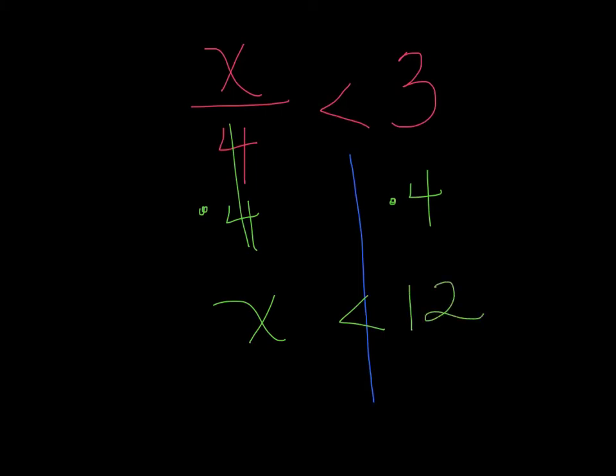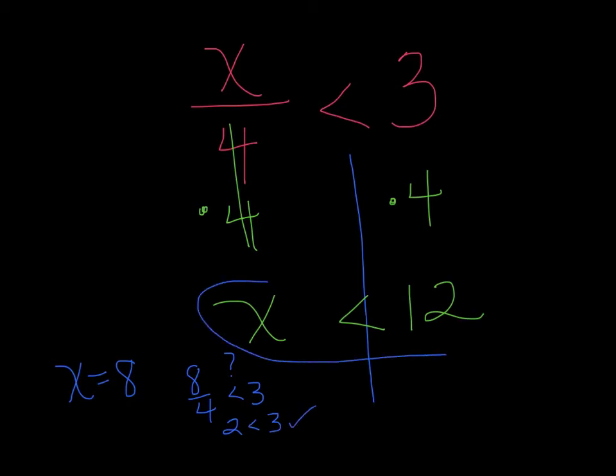So let's go ahead and pick a number that is less than 12. Let's have x equal to 8. And again, we're taking this 8 and putting it into this x. So 8 divided by 4, is it less than 3? Well, 8 divided by 4 is 2, and 2 is less than 3. Therefore, we are good to go, and we do have the correct solution.